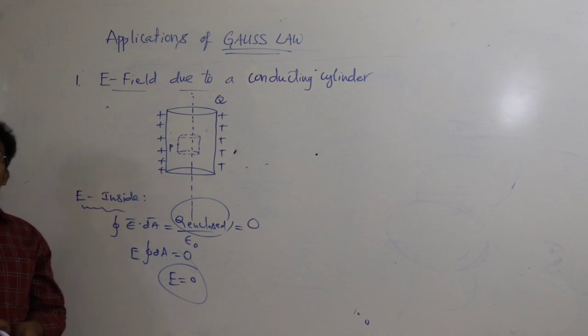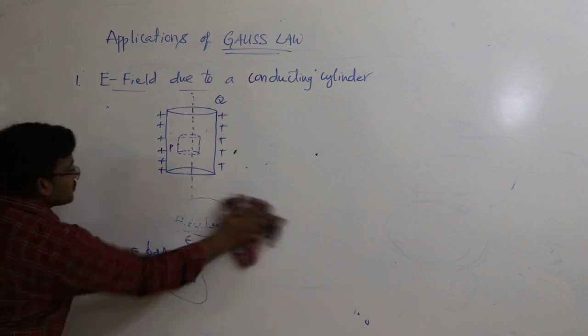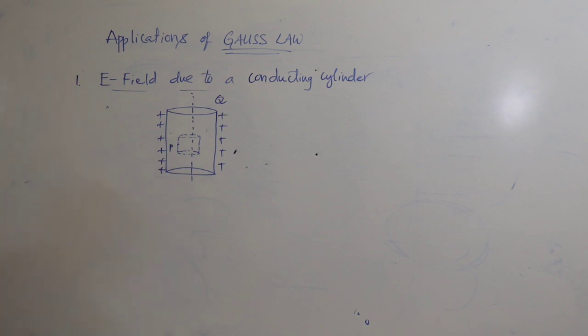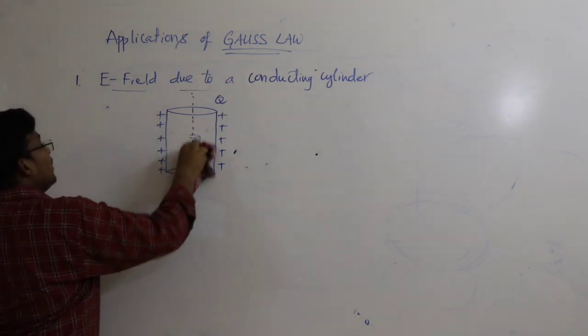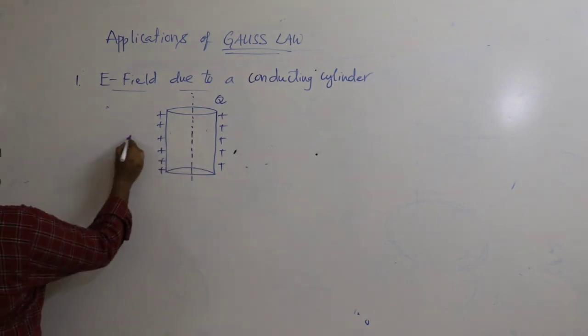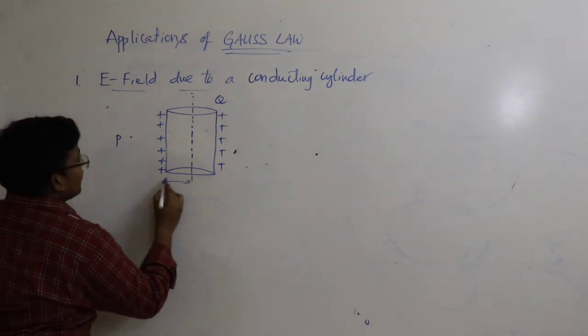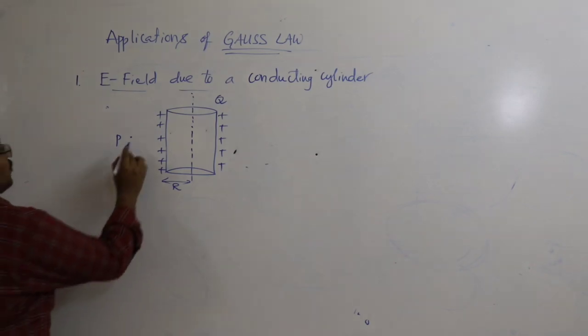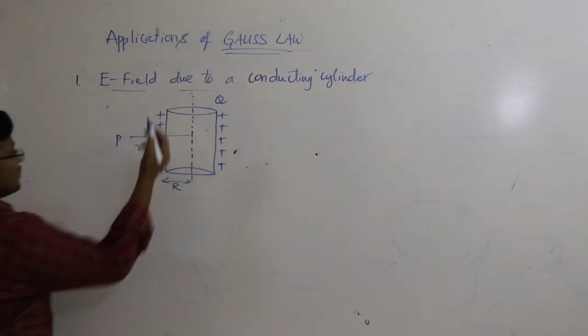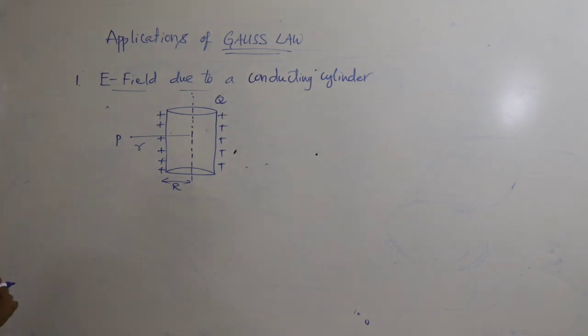Now I would like to find the electric field outside. Then outside, what is the field? Now I am taking a point P here, somewhere here. Now the cylinder radius is capital R and the point P's distance from the axis is smaller r. What is the distance of the point P where we need to find the field? Smaller r. Now here what will I take? Again do the same method.